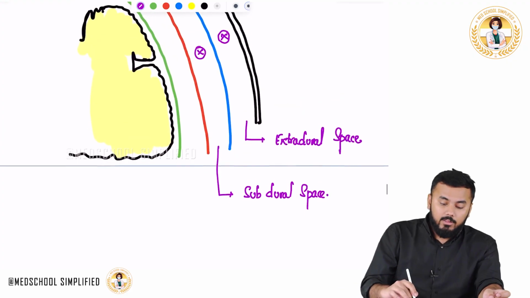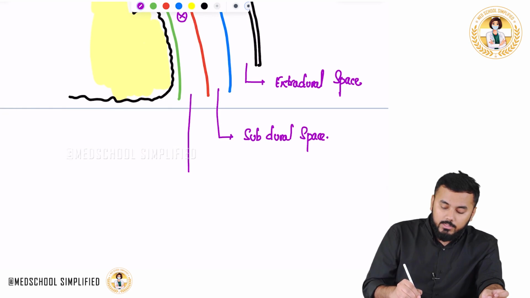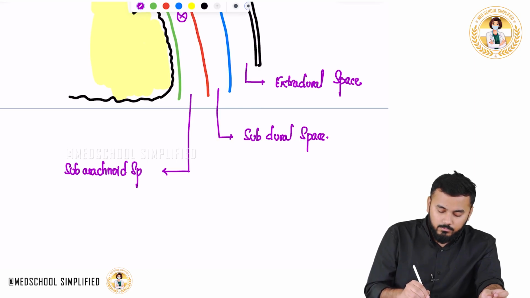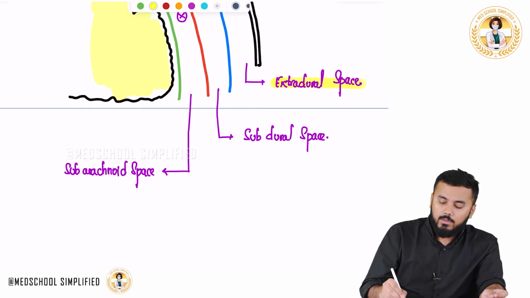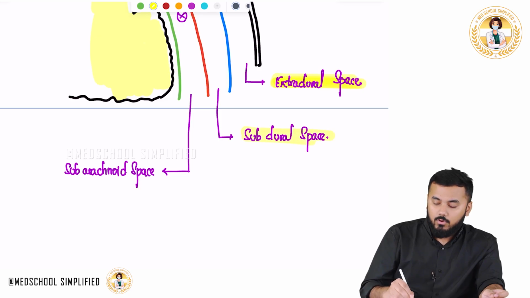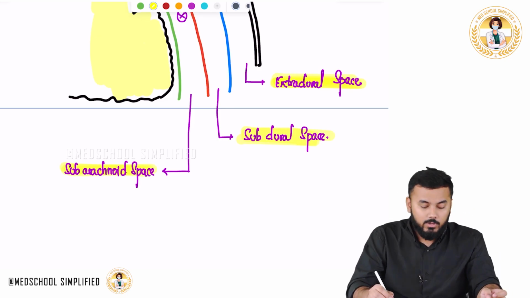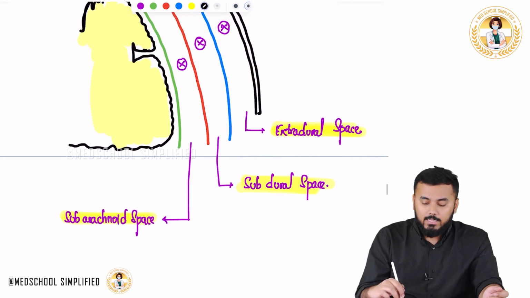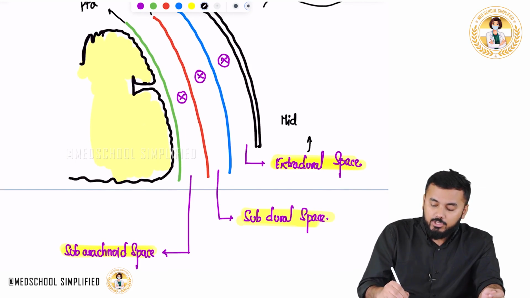After that we have arachnoid mater, and just beneath the arachnoid mater also we have a space like this, you see. This space you call the subarachnoid space. Okay, so we have three important spaces: the extradural space, the subdural space, and the subarachnoid space. Now, what are the structures located here? This is very important. Within the extradural space you have an artery called the middle meningeal artery.